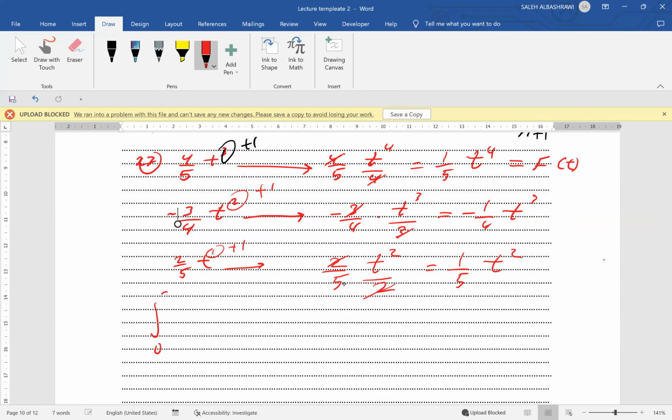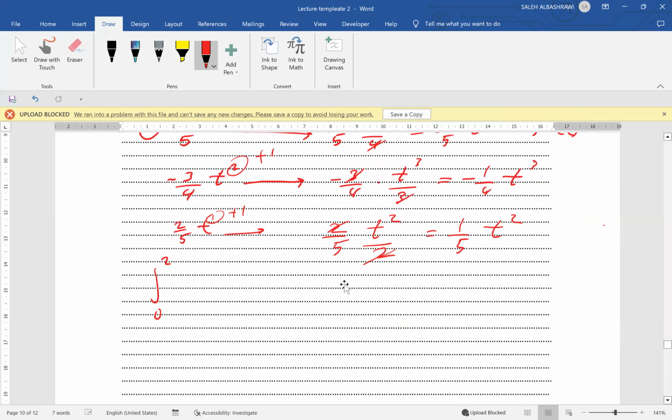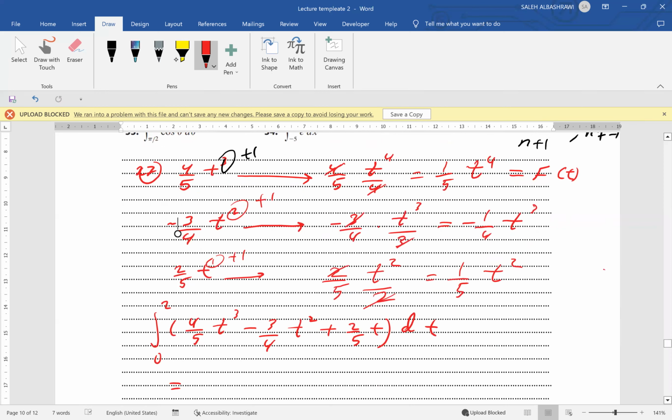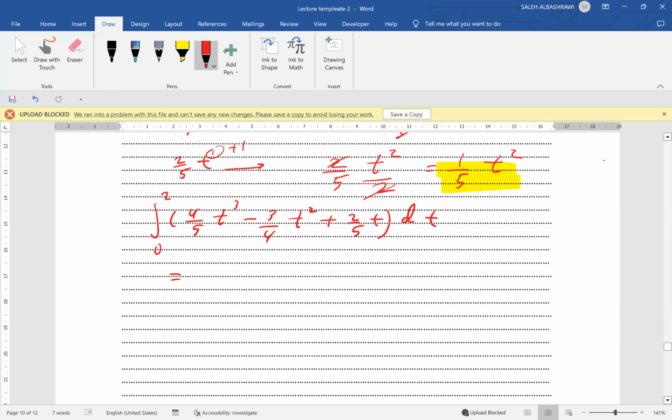So the integration from 0 to 2 of 4 over 5 t to power 3 minus 3 over 4 t square plus 2 over 5 t dt is equal to, again we are using this, I will have 1 over 5 t to power 4 minus 1 over 4 t to power 3 plus 1 over 5 t to power 2, and evaluate it between 0 and 2.